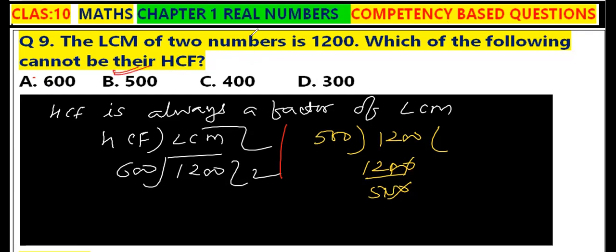HCF होने के लिए जरूरी है कि ये नंबर LCM को exactly divide करेगा. Here in this question you will see 600 इसको divide करेगा. Means 600 will divide, 400 will divide 1200, 300 also divides 1200, but 500 cannot divide 1200. So 500 cannot be the HCF of numbers having their LCM 1200. So the answer is 500.